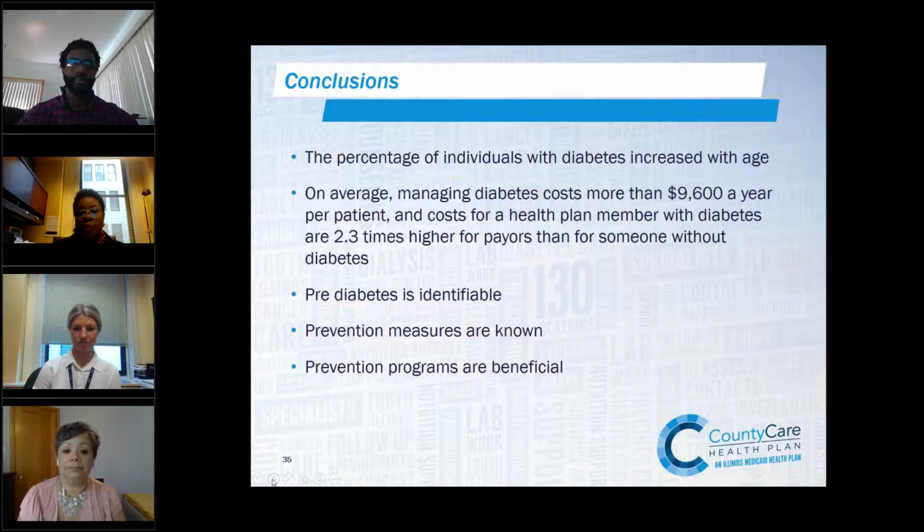So as we conclude this morning, we have seen that the percentage of individuals with diabetes continues to increase. We need to look at how we can decrease that trajectory for this disease. On average, managing diabetes costs the health plan $9,600 per year per patient, 2 to 3 times higher than what we pay for members that don't have diabetes. We learned that pre-diabetes is identifiable. So if we can identify it, we can intervene.